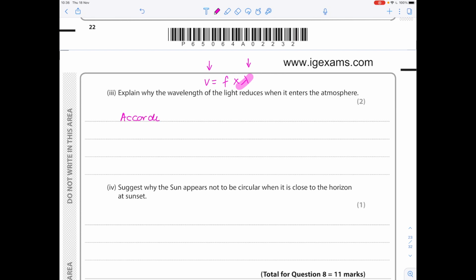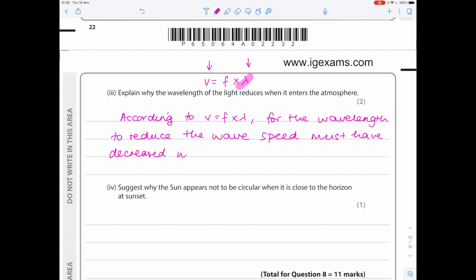So according to the wave equation, for the wavelength to reduce, the wave speed must have decreased whilst its frequency has remained the same.